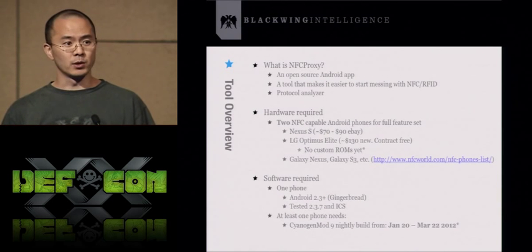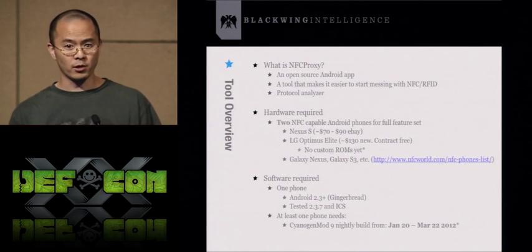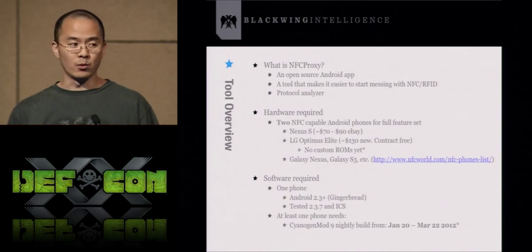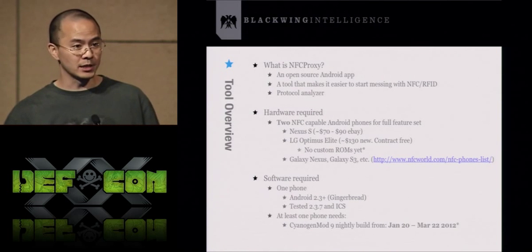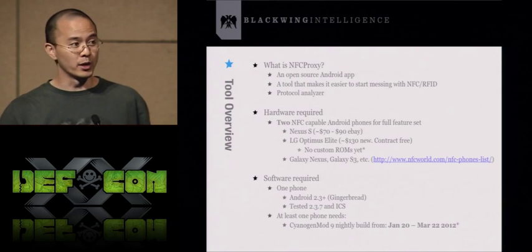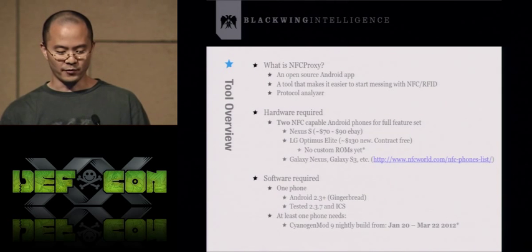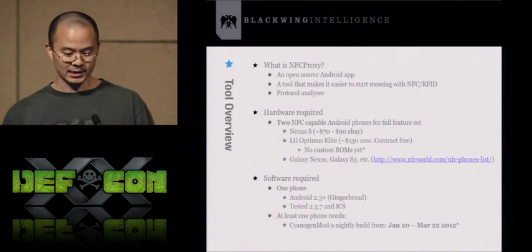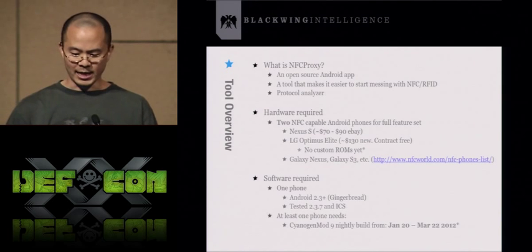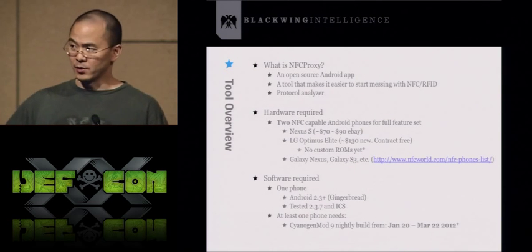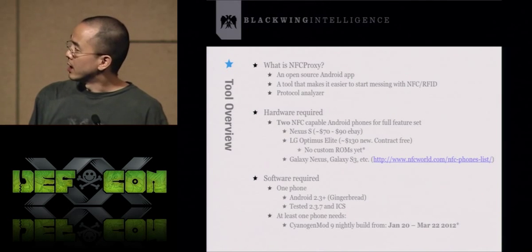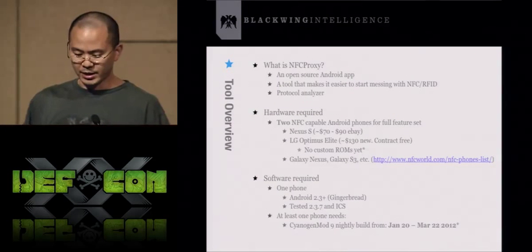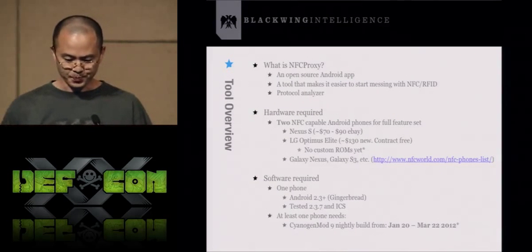But that phone is relatively new and there are no custom ROMs for it. So you can only use that on one side of the NFC proxy tool, and it's really not that interesting. So I wouldn't recommend that phone if you want to use NFC proxy. The Nexus S is the one to get. And then Galaxy Nexus, Galaxy S. There are a lot of new phones that are coming out. You can go to that website to see any new phones that are available.